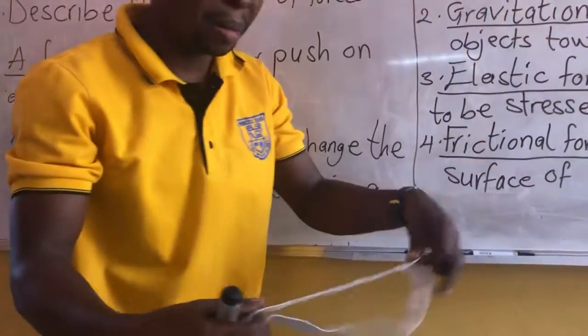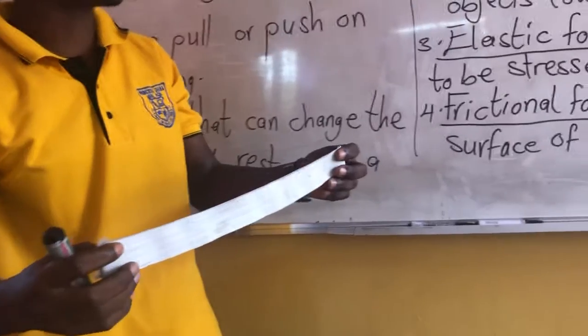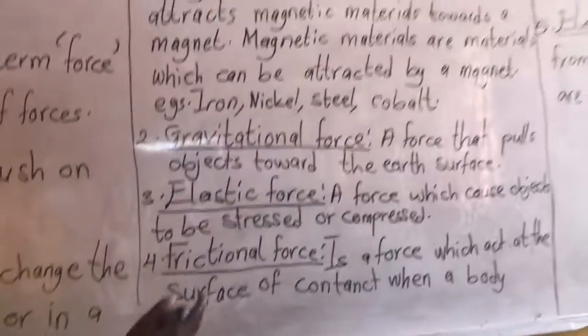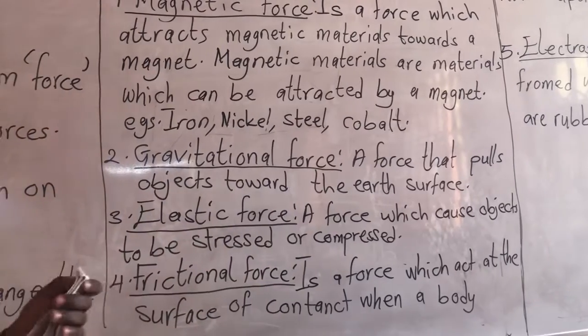The next one is called elastic force. Let's look at this example. This is a rubber band. We say it's a force that causes an object to be stressed or compressed. Stress means to make it look larger, and compress means to make it look smaller.